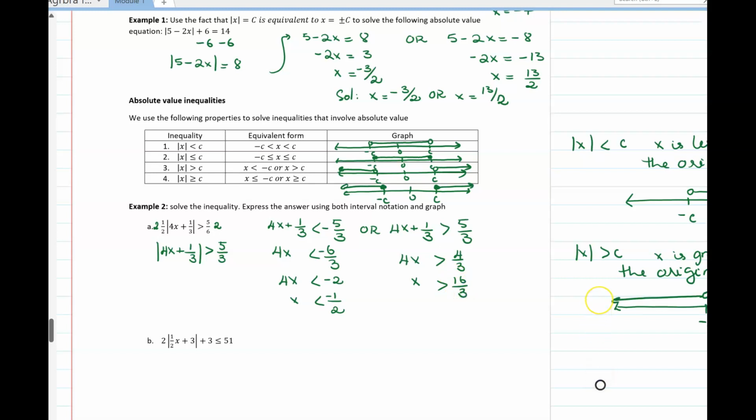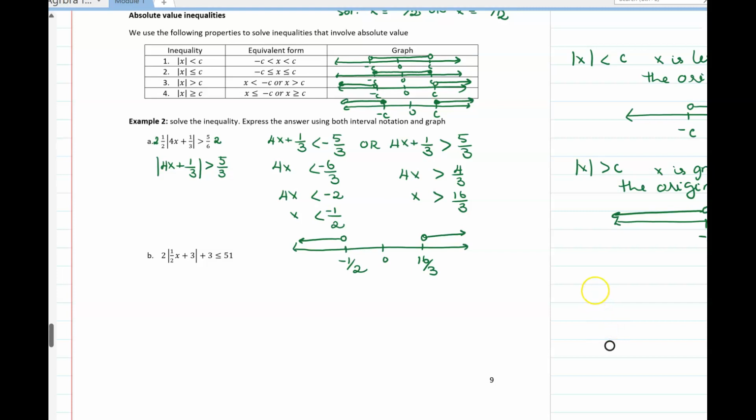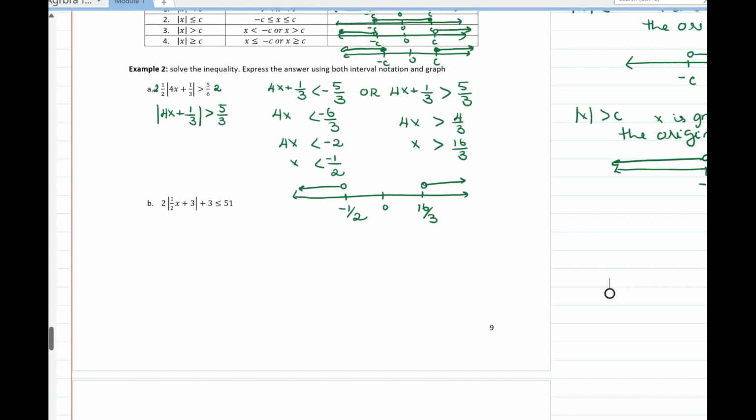Okay, so let's take a look at the graph. So x is less than negative a half, and x is greater than 16/3. So that is our graph. And our interval notation in this case would be negative infinity to negative a half, union 16/3 to positive infinity.